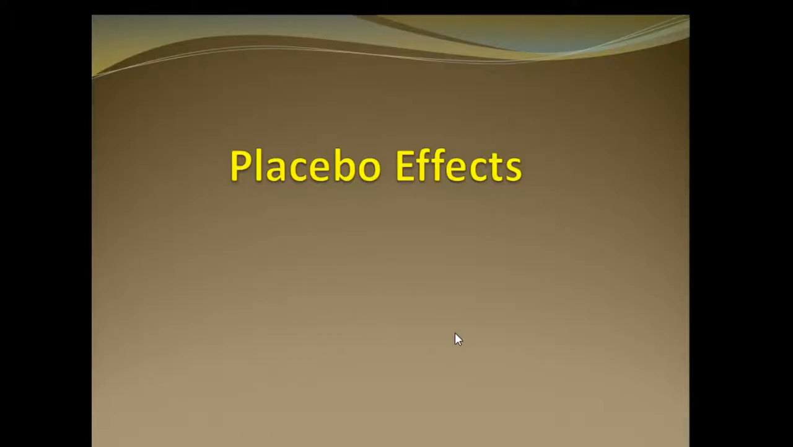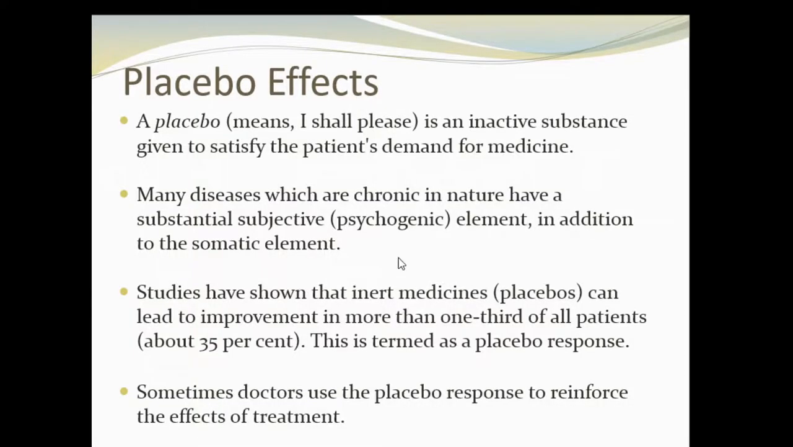And the last is the placebo effect. Placebo means 'I shall please'. What happens in psychological patients? We will give an inactive substance to satisfy the patient's demand for medicines. Many diseases which are chronic in nature have a substantial subjective psychogenic element in addition to the somatic elements. Studies have shown inert medicines like placebo can lead to improvement in more than one third of all persons. This is termed the placebo response. Some doctors use the placebo response to reinforce the effects of treatment. So we will give an inactive drug to the patients to satisfy their demand.